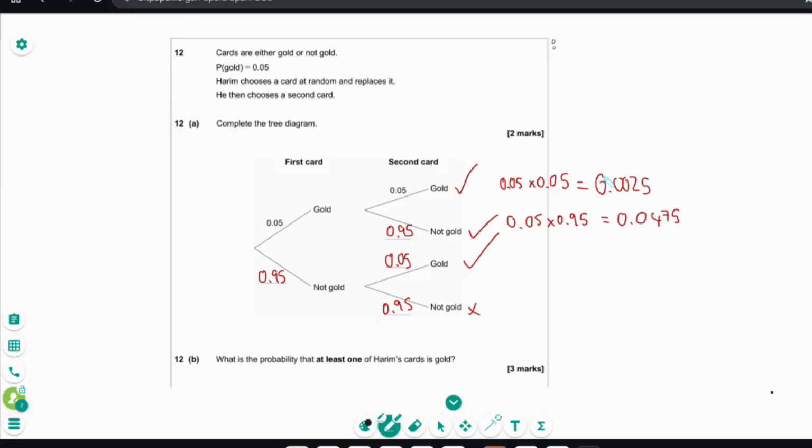0.0475. 0.95 times 0.05. Add all these together because it's this option or this option or this option. 0.0975 is the answer.